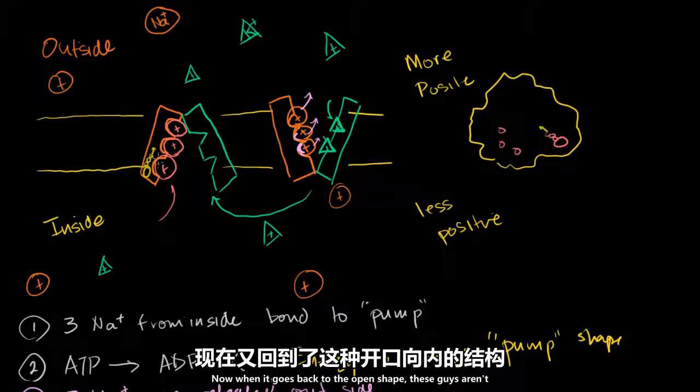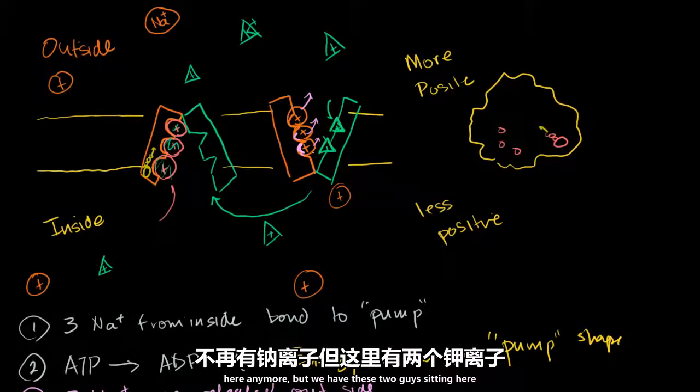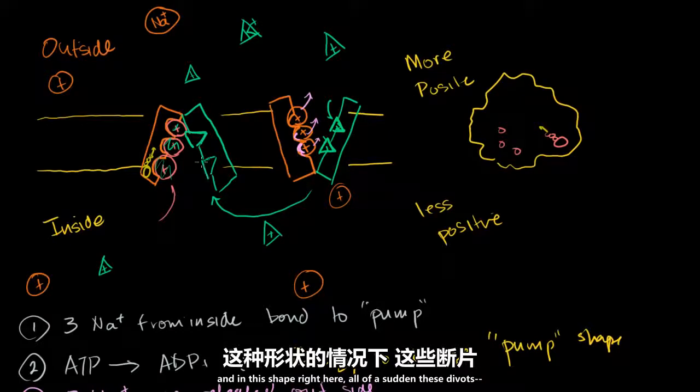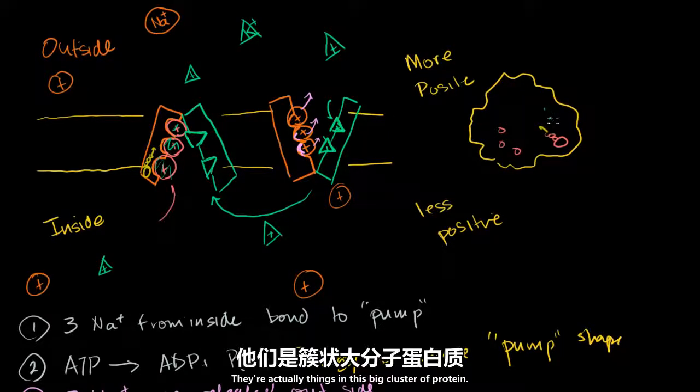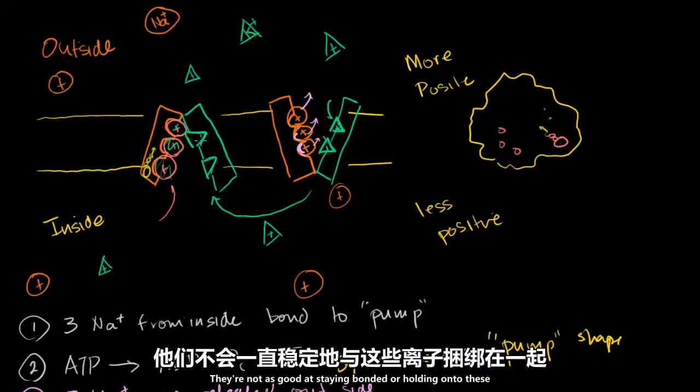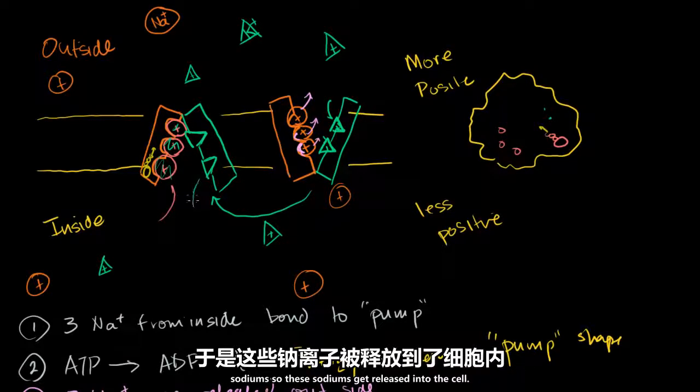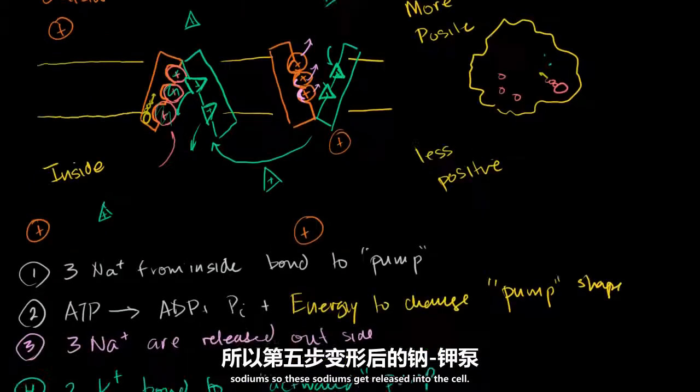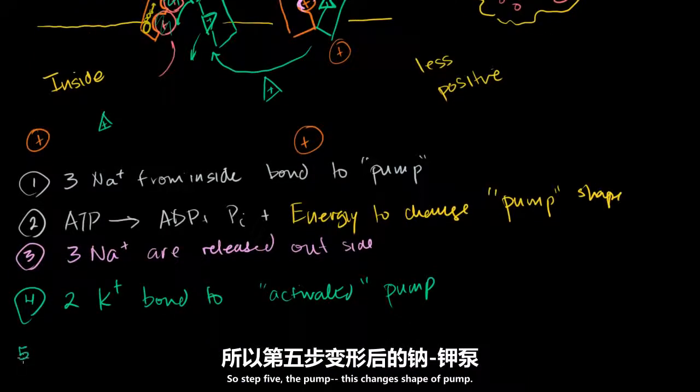Now, when it goes back to the open shape, these guys aren't here anymore, but we have these 2 guys sitting here. And in this shape right here, all of a sudden these 2 divots, or maybe they're not divots, they're actually things in this big cluster of protein. They're not as good at staying bonded or holding on to these sodiums, so these sodiums get released into the cell.